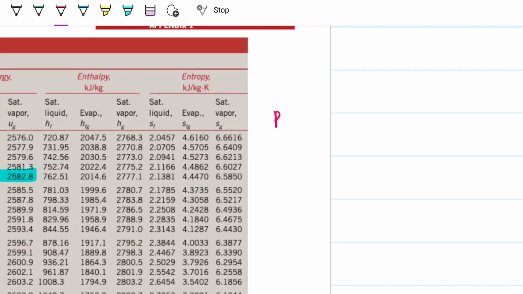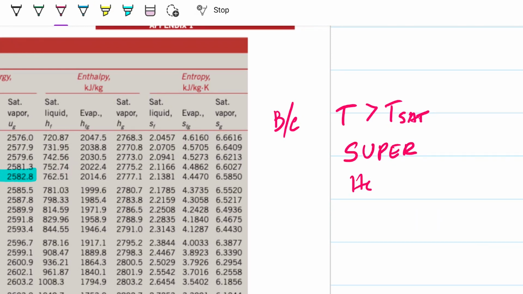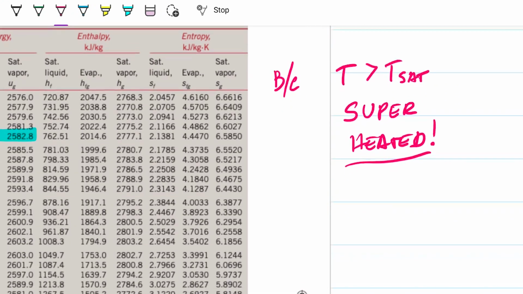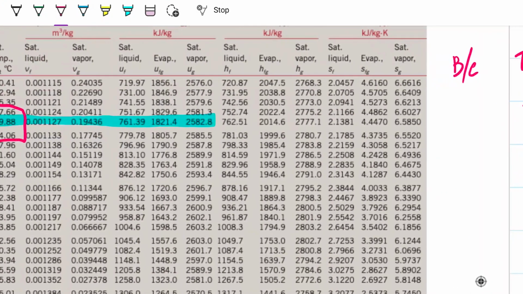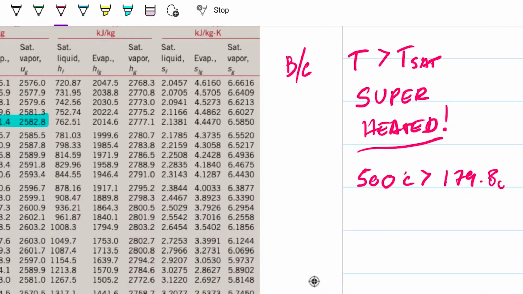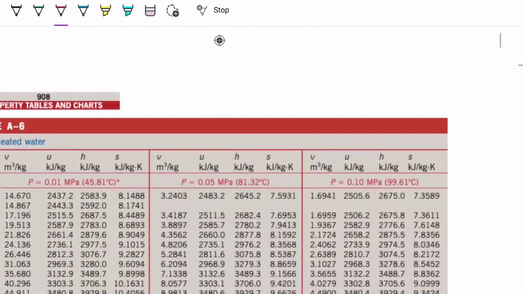Because our temperature is greater than T sat at 1000, we are a superheated steam, right? So we're not on the saturated mixed state. Instead, we're superheated, because obviously 500 C is greater than 179.88 Celsius. Therefore, this is not the right table for us. The right table for us is a superheated table.